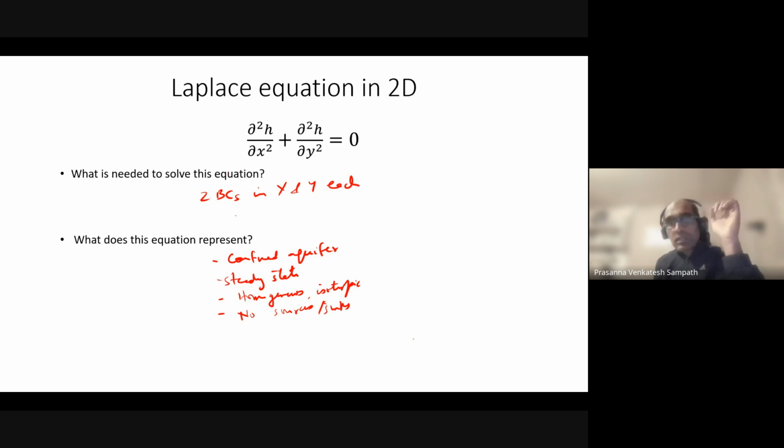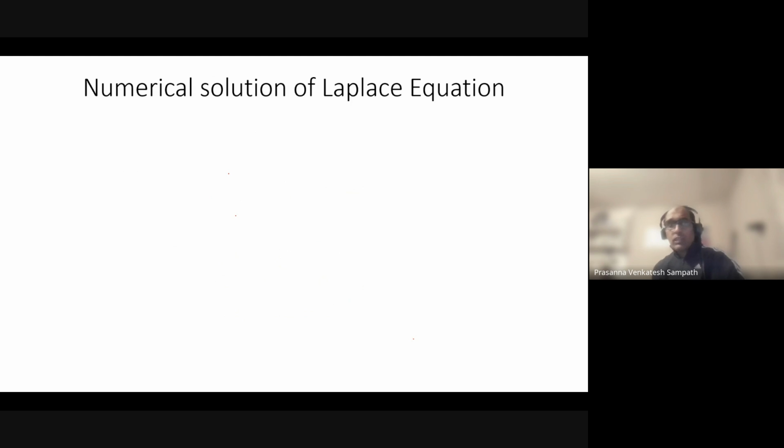And this equation represents a confined aquifer at steady state, which is homogeneous and isotropic, and where there are no sources and sinks. So these are the conditions under which this particular equation is applicable to be solved. Now, what we're going to do next is to solve this equation numerically. Okay, so you'll observe how the method works.